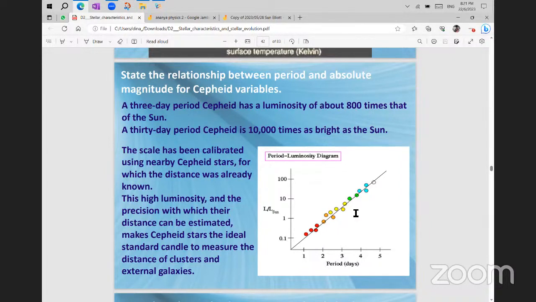Again, why is it so useful? Because we can measure the period from Earth. We cannot measure the luminosity from Earth, never. We can measure the period from Earth. That's why. A 30-day suffix variable, we can measure from Earth. The period is 10,000 times the luminosity of the sun. Very useful from the graph because we know the luminosity of the sun.